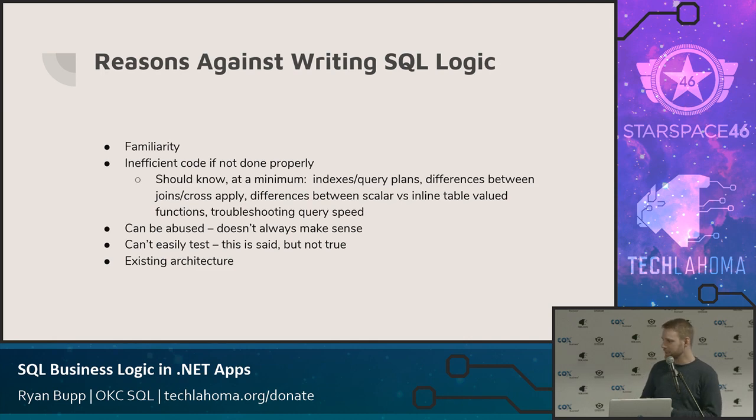If you don't know indexes and query plans, or a cross apply versus a join, or the difference between a scalar function and a table valued function, those types of things are very important. Because with .NET or some other kind of application logic, you're typically dealing with something where it doesn't matter. If your thing takes 10 milliseconds instead of 2 milliseconds because you could have written it more optimally, it just doesn't matter. Because you're typically dealing with one thing at a time.